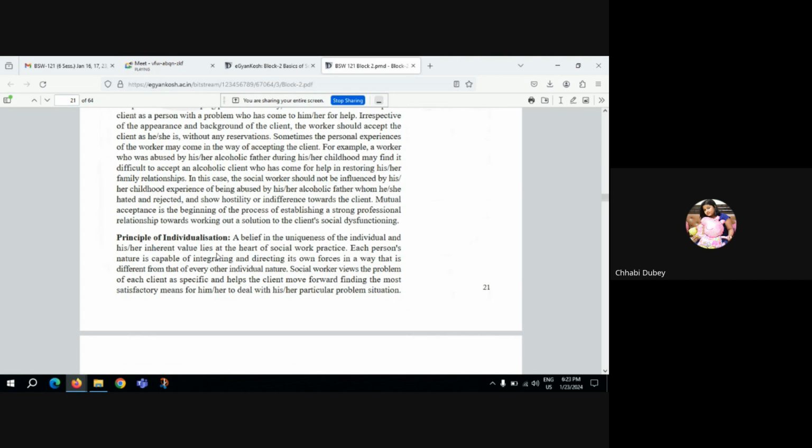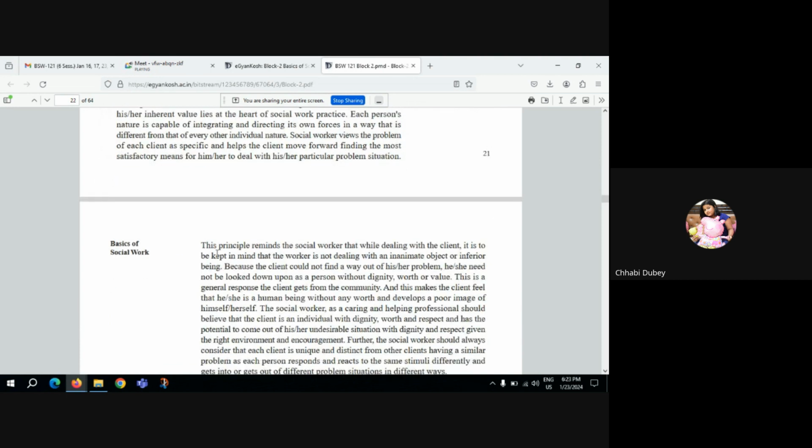Next comes the principle of individualization, which says that there is a uniqueness of the individual and an inherent value which lies at the heart of social work practice. So every individual is unique. Every individual comes from a particular background, from a particular situation, and they are different from other individuals. Their outlook towards life, towards the world, their worldview, the way they perceive the problem and the solutions, all of these are different, and we need to accept and respect this individualization.